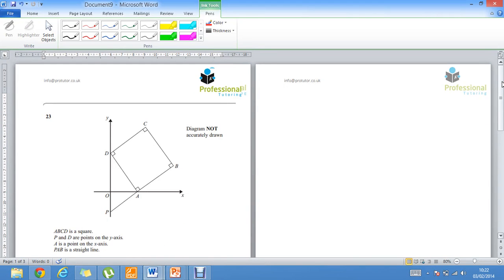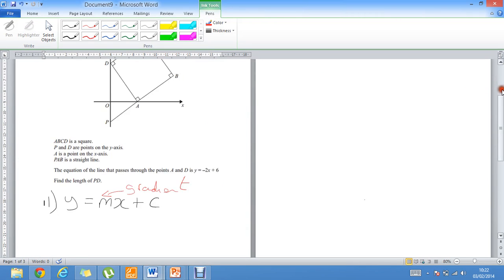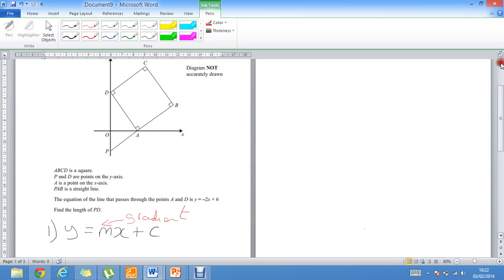I've been asked to cover question 23 from a GCSE November 2012 paper. It's a non-calculator paper, and question 23 is asking you to find the distance between the lines P and D. Now there's four things that you have to know for this equation.